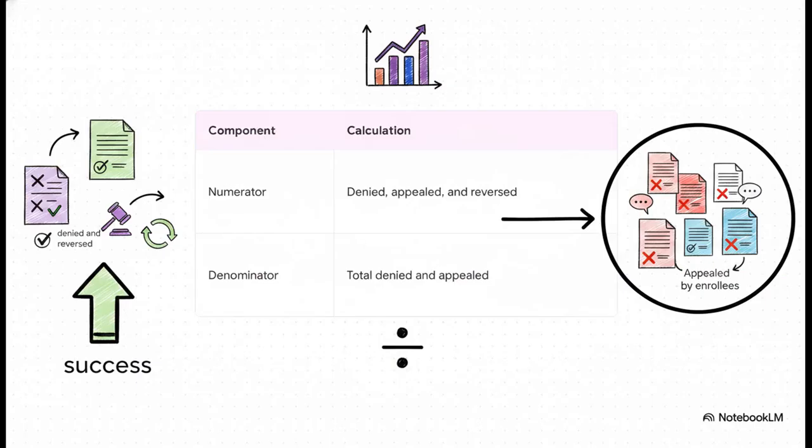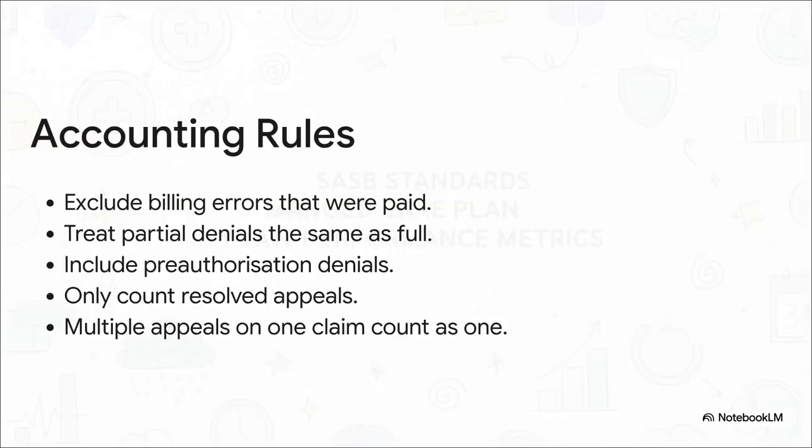The math here is incredibly targeted. The numerator is the number of claims denied, successfully appealed, and reversed. But check out the denominator. The denominator is not all denied claims. It is strictly the total number of claims that were denied and appealed by enrollees. This is vital. We are calculating the success rate of the appeals, completely isolating the universe of claims where the customer actually pushed back. Now, what's really interesting here is the strict set of accounting rules that govern this formula.